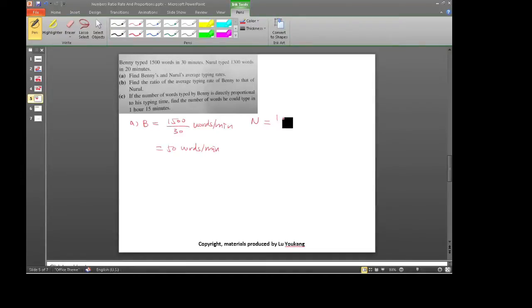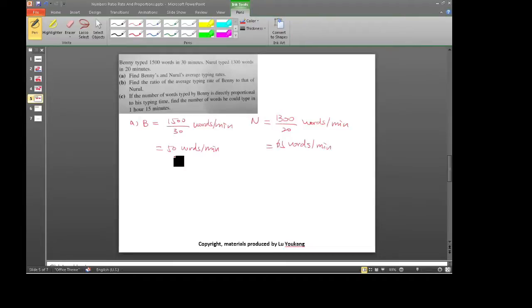Okay, let N be Nurul's typing rates. Therefore, we get 1300 over 20 words per minute, and let's simplify this fraction, and we get 65 words per minute. So we have the answers for part A.